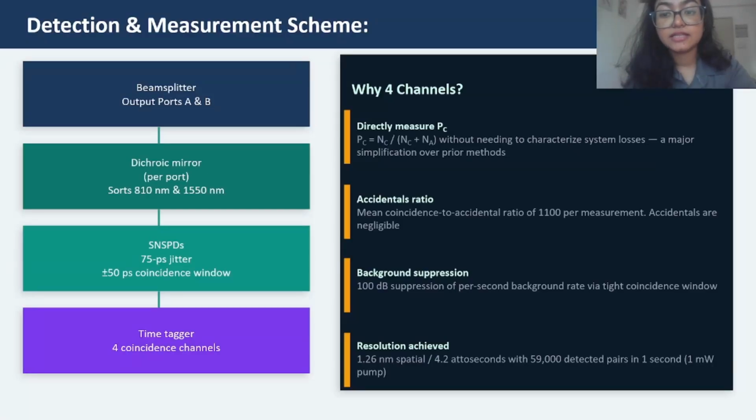With 59,000 total coincidence detections in 1 second at 1 milliwatt pump power, the achieved resolution is 1.26 nanometers spatially, or equivalently 4.2 attoseconds, representing 88.88% saturation of the quantum Cramér-Rao bound.